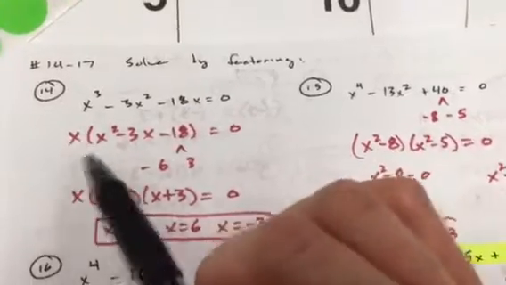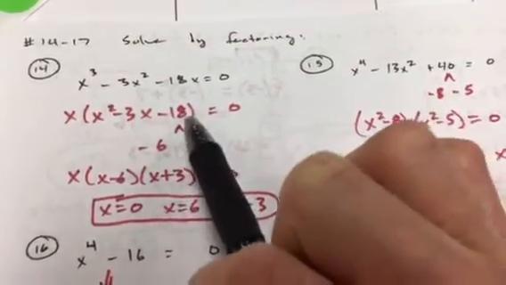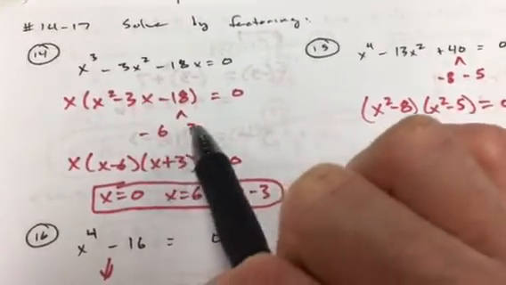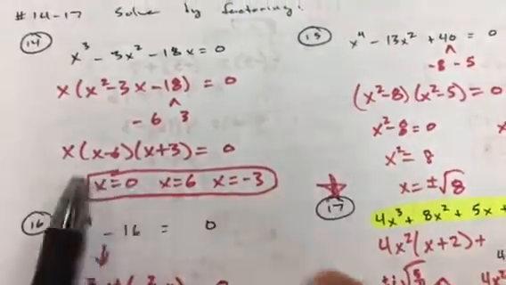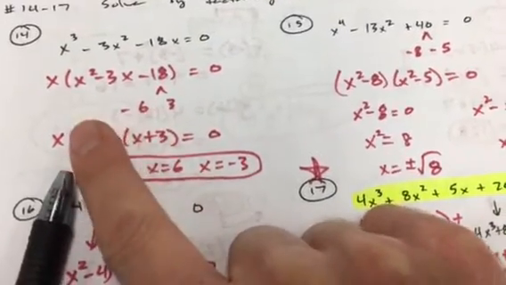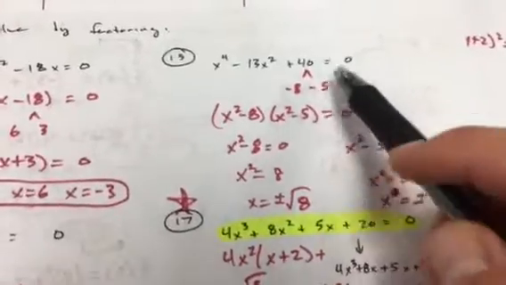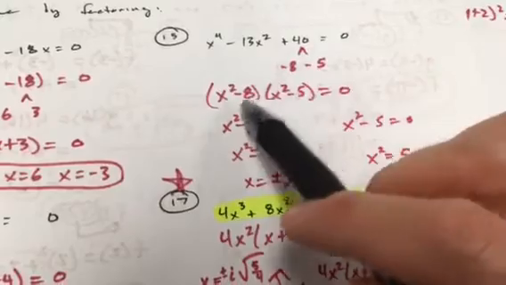Take out the x they have in common, leaving you with x squared minus 3x minus 18. What multiplies to 18 and, because it's negative, differs by 3? Negative 6, positive 3. That's why we have x minus 6, x plus 3 with the x on the outside. Cover-up method, x equals 0, x minus 6 equals 0, x plus 3 equals 0. Get your 3 answers. 15, what multiplies to 40 and adds to a negative 13? Negative 8, negative 5.